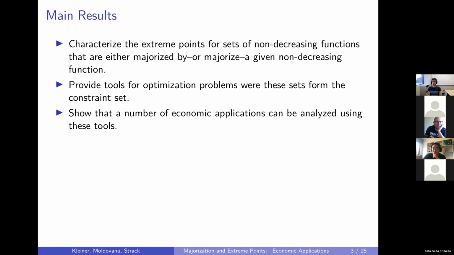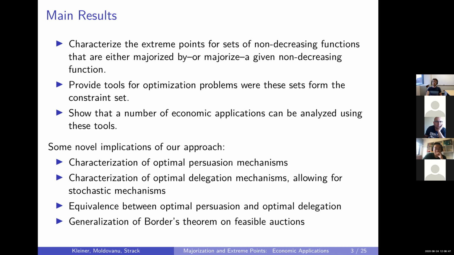Finally, for the economic applications, we show that a number of economic problems, especially design problems like information design and mechanism design, can be formulated in this way, and you can use our tools to obtain a number of results. Some of them are known, for which we just give different proofs, and some of the insights might be new. Some applications of our approach are characterizing which persuasion mechanisms could be optimal, which delegation mechanisms could be optimal, or a version of the Border theorem. These are some of the applications that I plan to go over later.